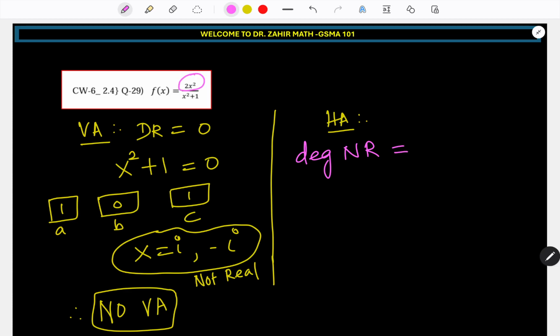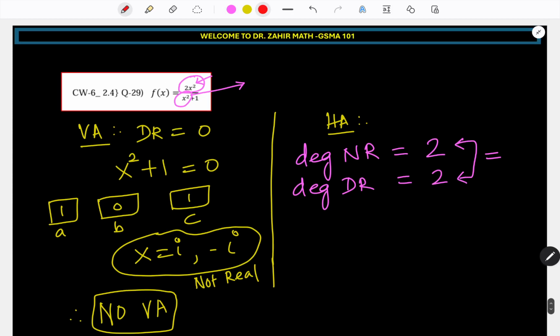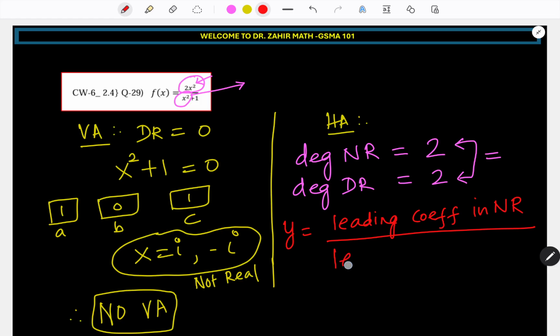Degree of numerator is what? Here it is 2x square. So see the x square, power 2. And the degree of denominator is equal to what? Degree of denominator is x square, which is also equal to 2. So from this, what is the information? They are equal. If they are equal, what is the rule? The rule is y is equal to leading coefficient in the numerator divided by leading coefficient in the denominator.